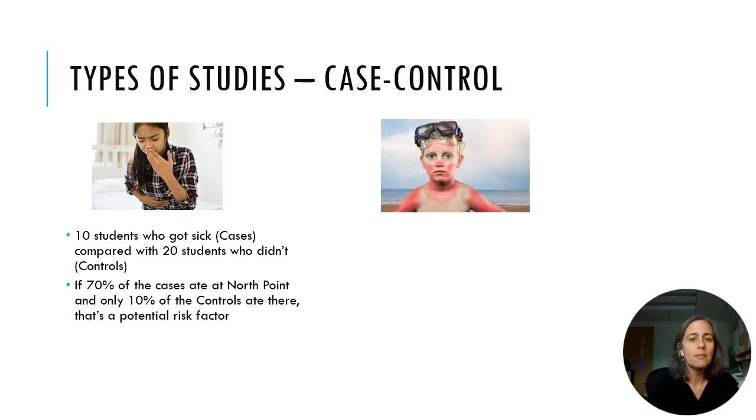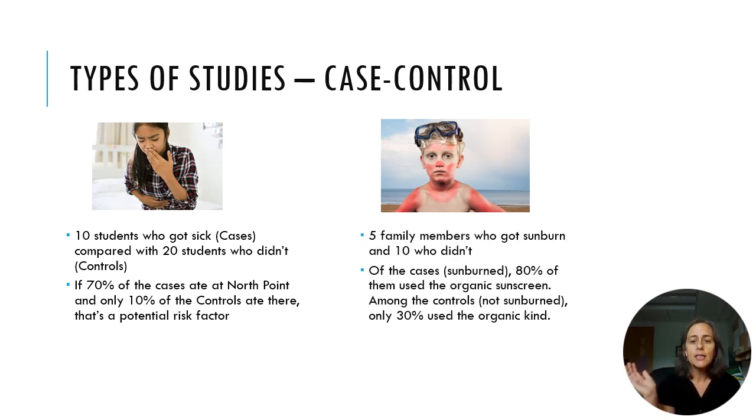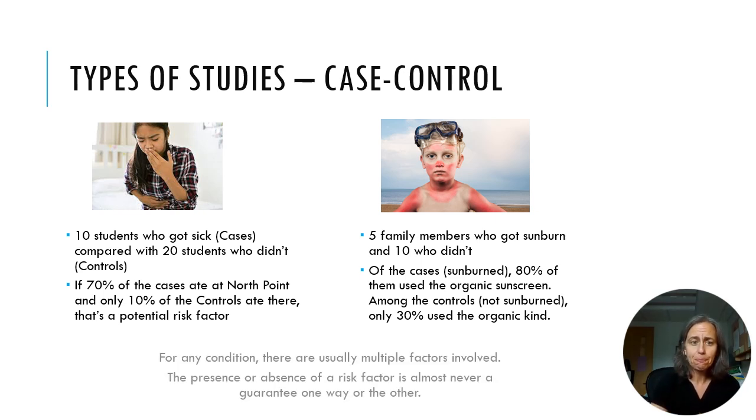Sunburn. So let's imagine that we have a family and a bunch of people got sunburned. So let's say 5 family members got sunburned and 10 didn't. And of those 5 who got sunburned, 80% of them used this special new organic sunscreen, right? And among those family members who didn't get sunburned, only 30% used the organic kind, and the other ones used, I don't know, Coppertone or Banana Boat or something, right? So then maybe that sunscreen is a risk factor for getting sunburn. Maybe it was less effective than the other.